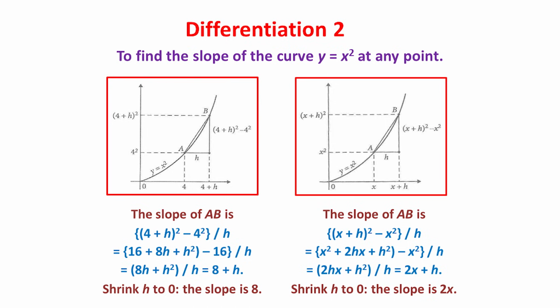Multiplying out the bracket as before, we get x squared plus 2hx plus h squared minus x squared all divided by h. The x squared terms then cancel, leaving 2hx plus h squared divided by h, which is 2x plus h. So when we shrink h to 0 as before, the slope becomes 2x, which is the instantaneous speed at A for any value of x.